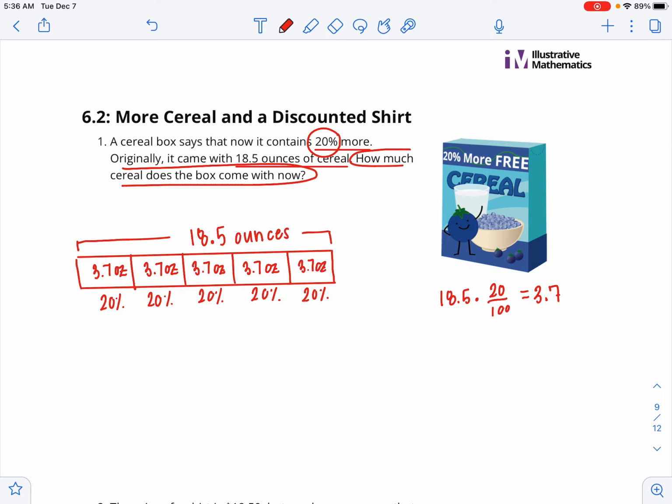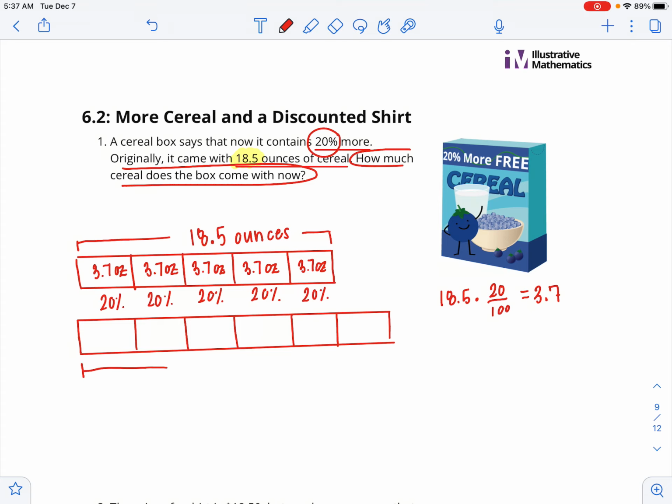So, remember that the question is asking us, what is 20% more of 18.5? If I were to draw a second tape diagram where I end up with 20% more, so an extra 20% box, I know that my main box, the part that's the same size as the original, is 18.5 ounces. And I know that that extra 20% that I added on here is equal to 3.7 ounces.